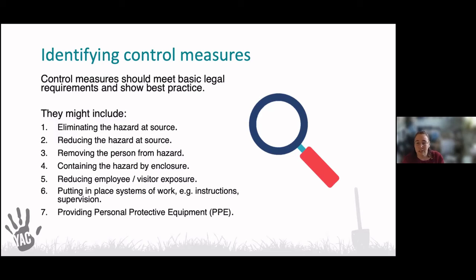Reducing employee or visitor exposure. So that could be if you're working outside and it's a really hot or a really cold day, it could be limiting the amount of time you're in that environment before going somewhere. If it's a really cold day, before going back in to warm up. Or if it's a really hot day, before sitting in the shade and having something to drink to keep hydrated. So it's reducing the exposure. It's reducing the time that you are exposed to that hazard.